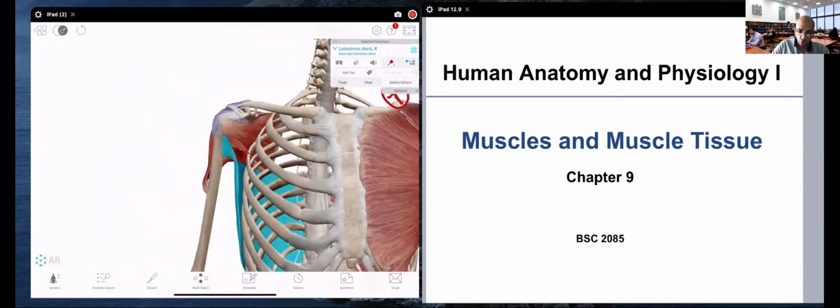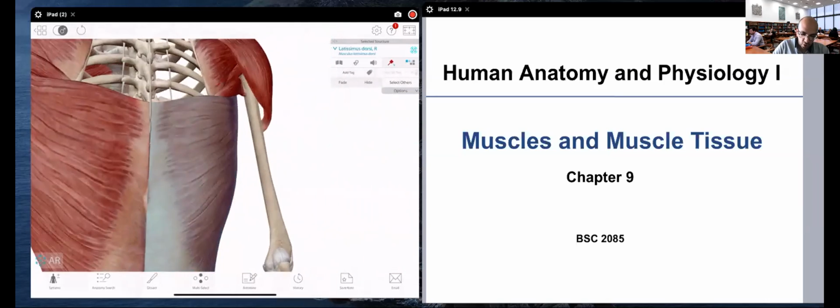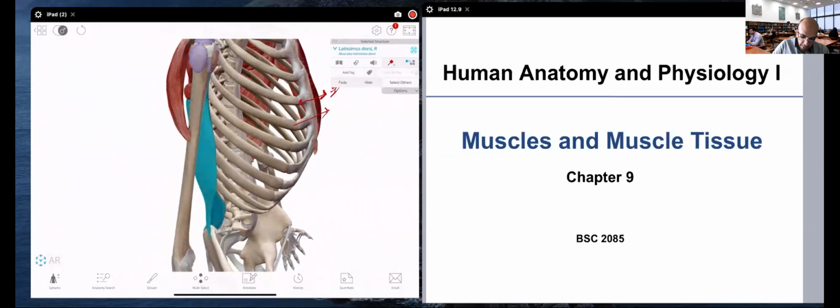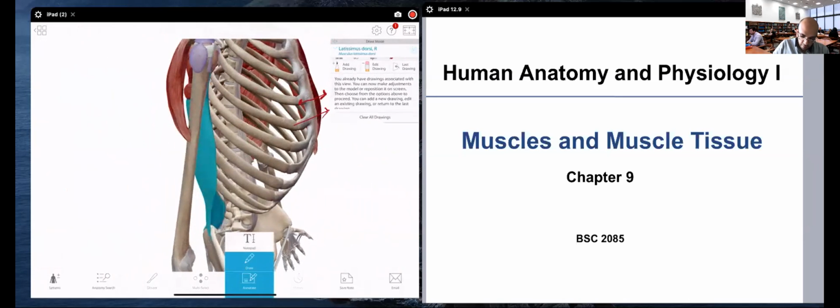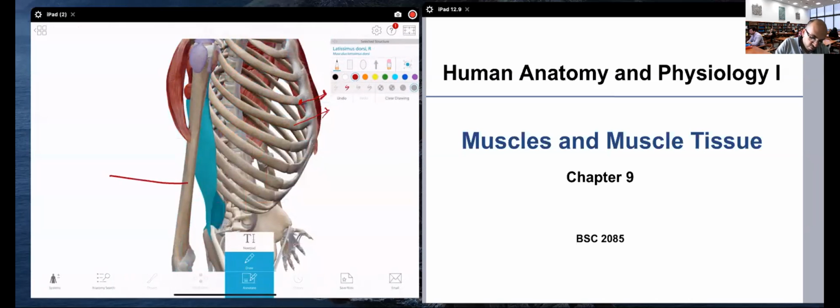So when I contract the latissimus dorsi, what action would I be performing here on the arm? I will be pulling the arm to move backwards. And remember, what is the movement that we perform if we're pulling the arm backwards? Is this an arm flexion, extension, abduction, adduction? What movement is it? Can you remind me?